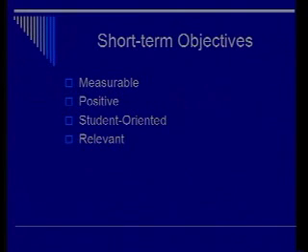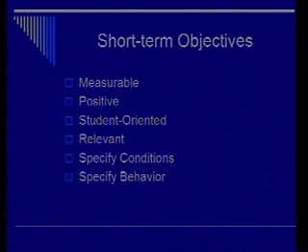Short-term objectives need to meet the first four, same thing as the long-term goals. They need to be measurable, they need to be positive, student-oriented, and relevant. But we're going to add to that. Those short-term objectives need to specify conditions. Where? Under what circumstances? Where's the student going to be? What's going on around him or her? They also need to specify the behavior.